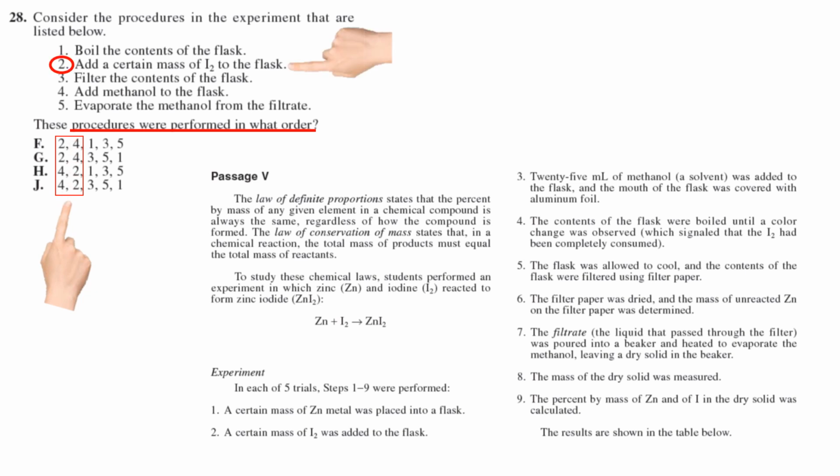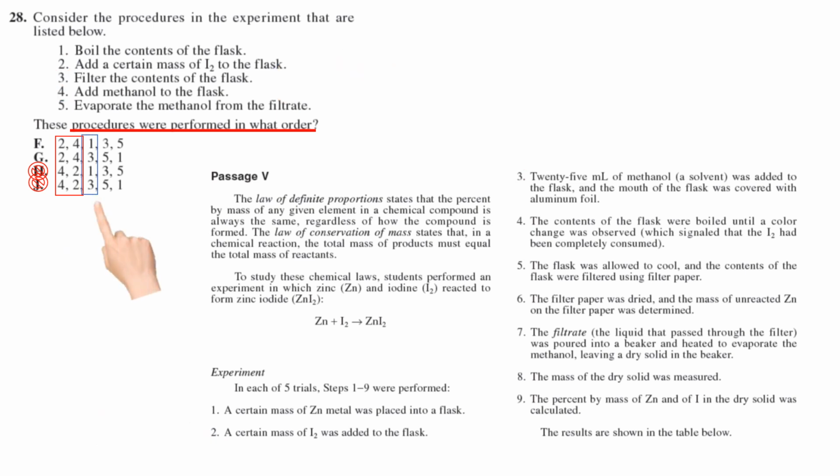So procedure 2 is add iodine to the flask. And we see that in procedure 2. Procedure 4 is add methanol to the flask. We see that is procedure 3. Right? And so which one occurred first? Adding iodine to the flask. And so we can eliminate choice H and J because that had 4 first.